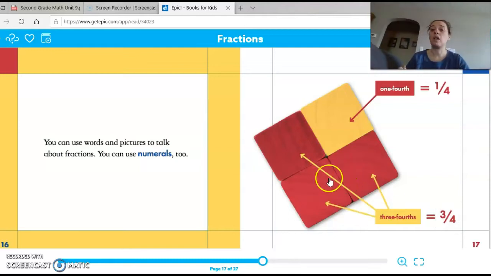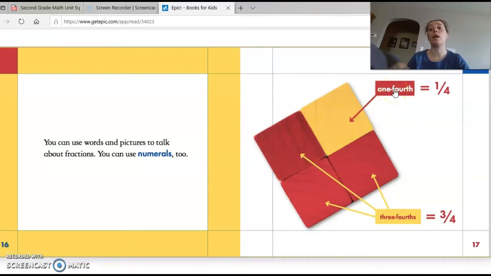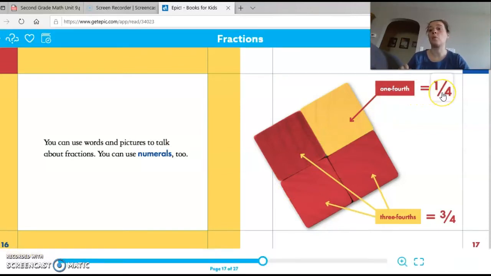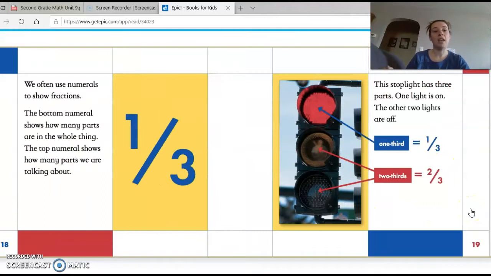Okay, so now let's look at the yellow. The yellow, 1 block out of 4 of them are yellow. So that's my picture, but then I can also use words. 1/4 is yellow, and this is what the fraction 1/4 would look like with numerals. Okay, we're going to turn the page.